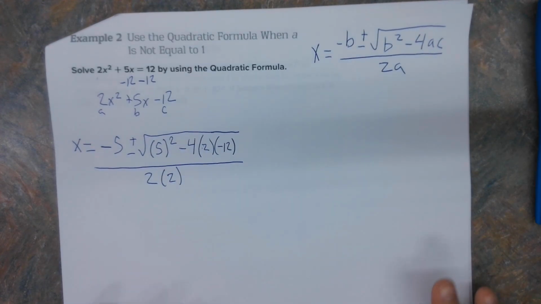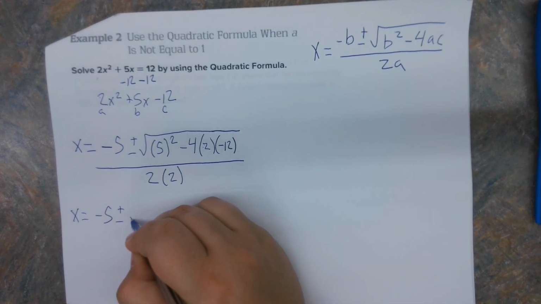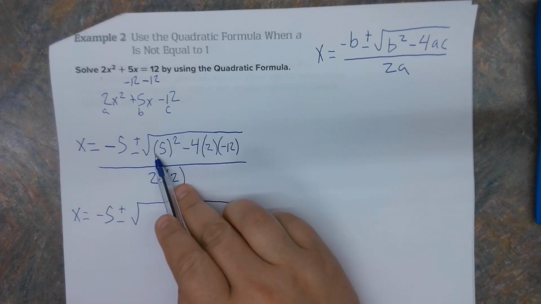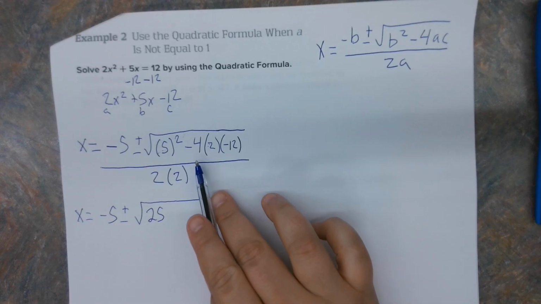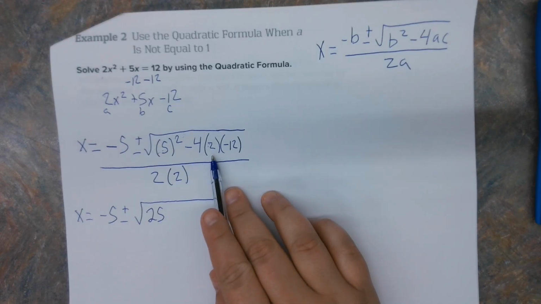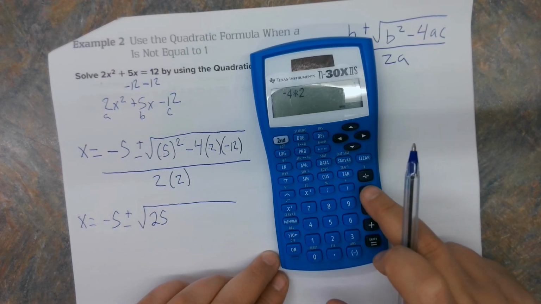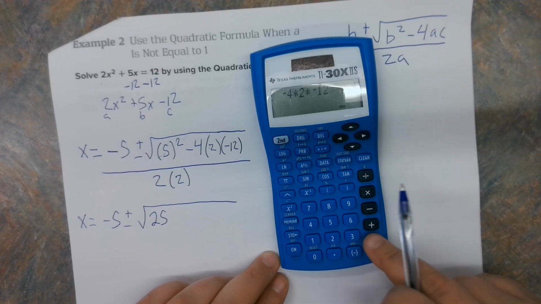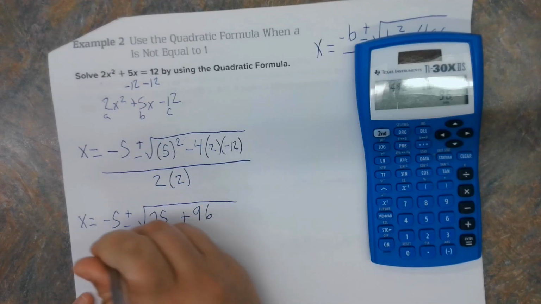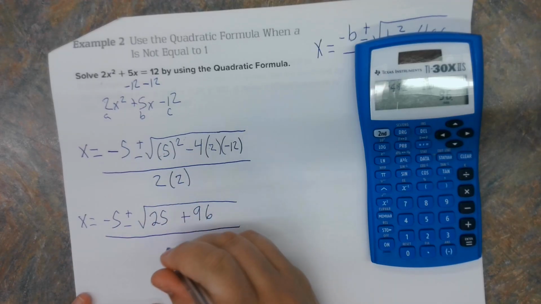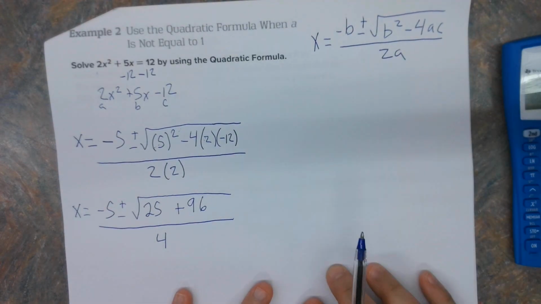Okay, do the multiplication. So this is going to stay negative 5 plus or minus 5 squared. 5 times 5 is 25. This multiplication: negative 4 times 2 is negative 8. And then negative 8 times negative 12. So you can do negative 4 times 2 times negative 12. So it's going to be positive 96. So plus 96, all over 2 times 2 is 4. When I add, I'm going to bring it up here so then I can keep working down.